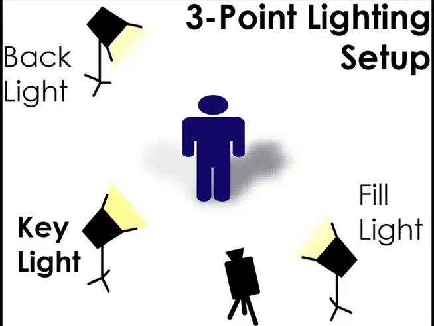Then there's the backlight, which is placed behind the subject and lights it from behind. Rather than providing direct lighting, its purpose is to provide definition and subtle highlights around the subject outline. This helps separate the subject from the background and provide a three-dimensional look.